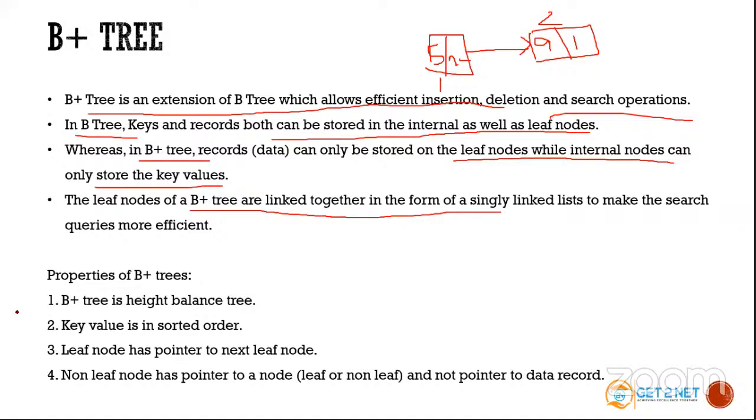So what are the properties? A B plus tree is also a height balanced tree. Key values are in sorted order. If you get all the data in the leaf nodes, that means all the key values are in sorted order.